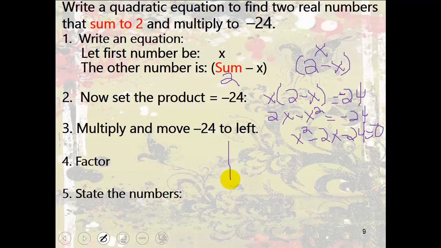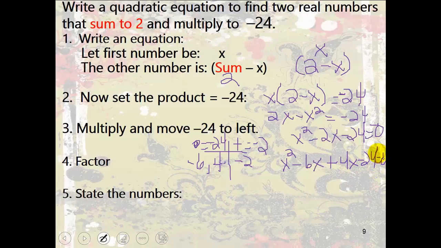And now I'm looking for two numbers that multiply to -24 and add to equal -2. So I'm going to hop to -6 and +4. So that gives me -2 when I add them together. When I multiply them, I get -24. When I add them, I get -2. So I get x squared minus 6x plus 4x minus 24 is equal to 0.